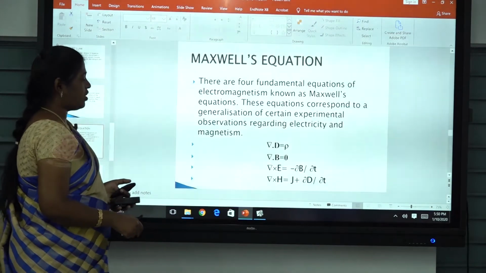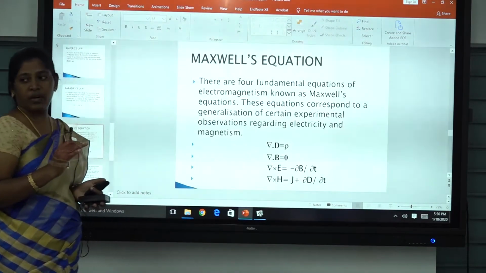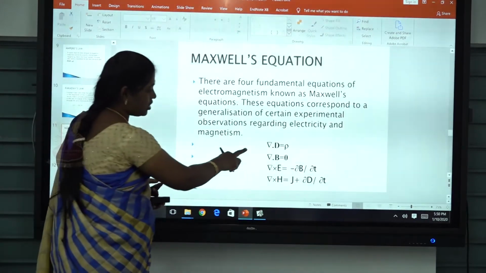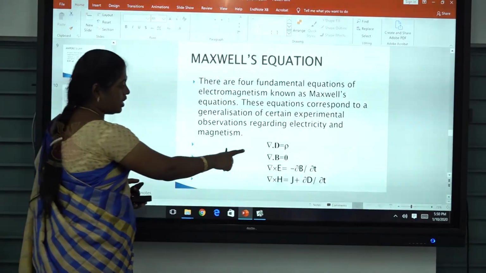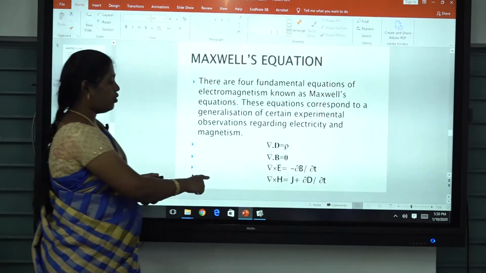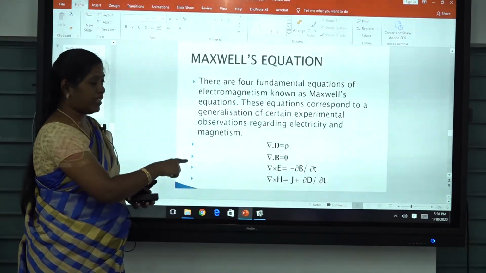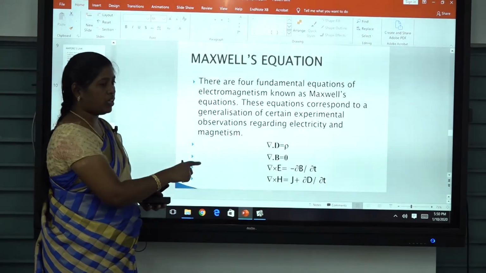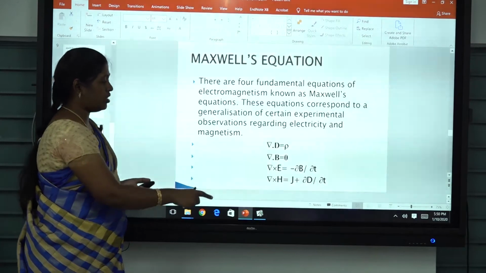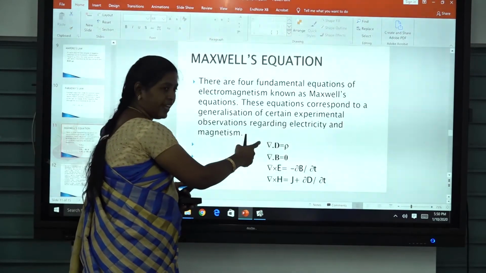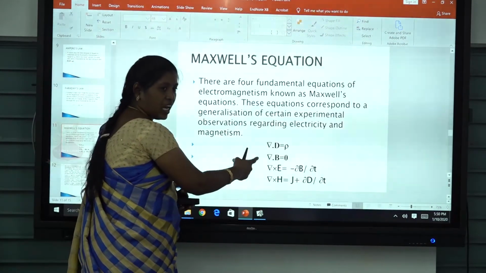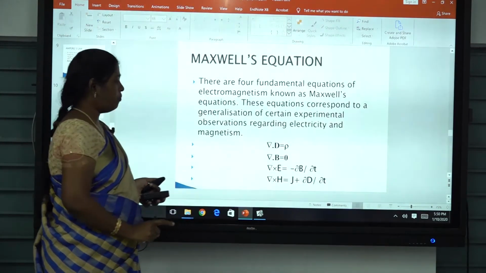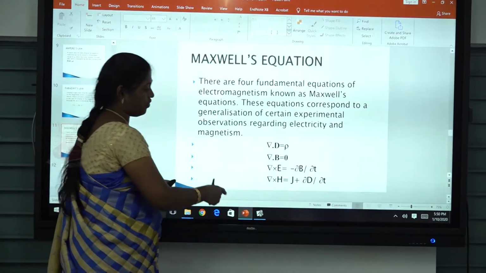Next are Maxwell's equations. There are 4 fundamental equations in electrodynamics. They are: one, del dot D equal to rho; second, del dot B equal to 0; third, del cross E equal to minus dou B by dou t; and fourth, del cross H is equal to J plus dou D by dou t. These are Gauss's law in electrostatics, Gauss's law in magnetostatics, Faraday's law, and Ampere's law. What is the meaning of Maxwell's equations?